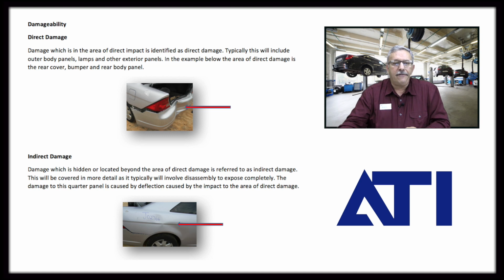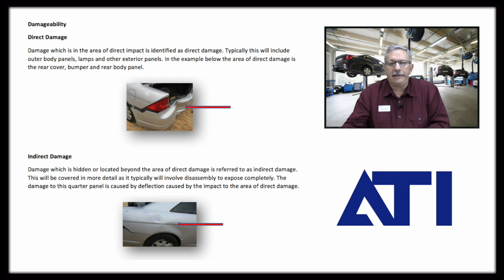So again, let's go over real quick direct damage, the illustration here to the left rear cover of this Honda. It says very simply, direct damage or the area of direct impact is identified as the area of direct damage. Typically this includes outer body panels, lamps, exterior bolt-on components, and in this example the rear cover, the bumper, and the rear body panel are impacted here.